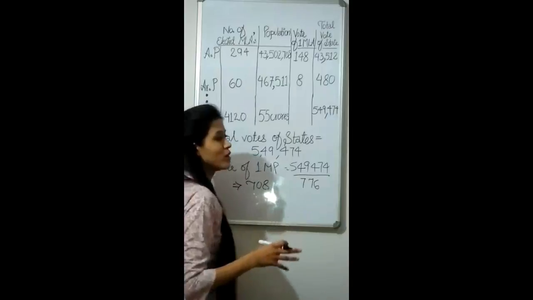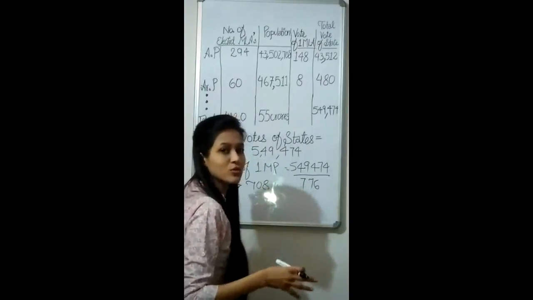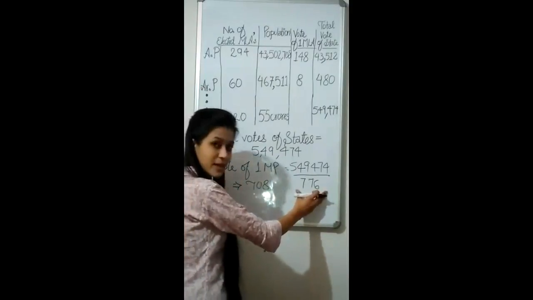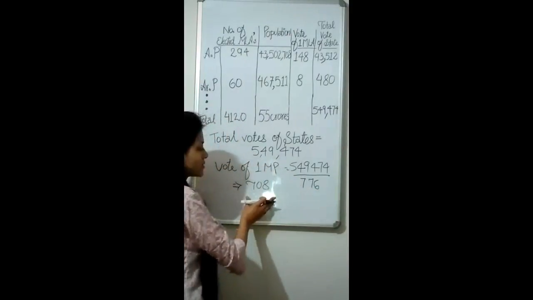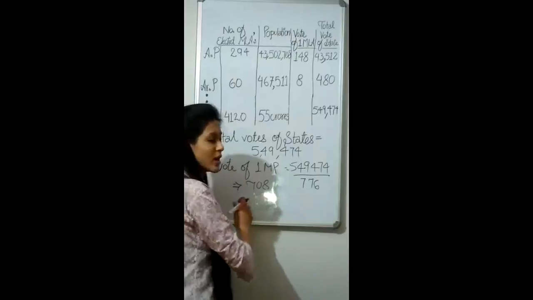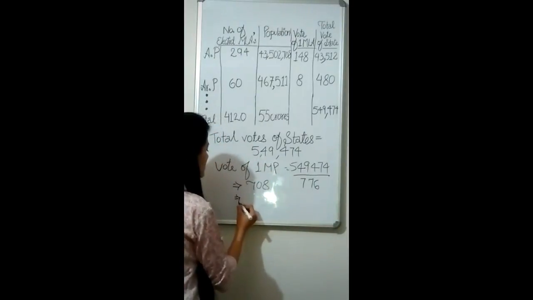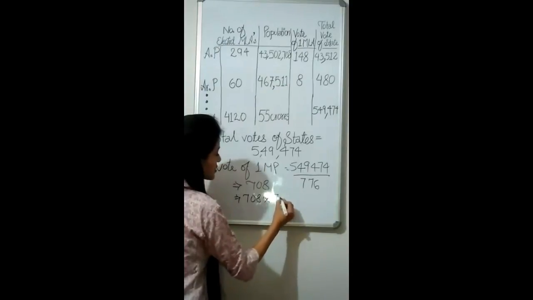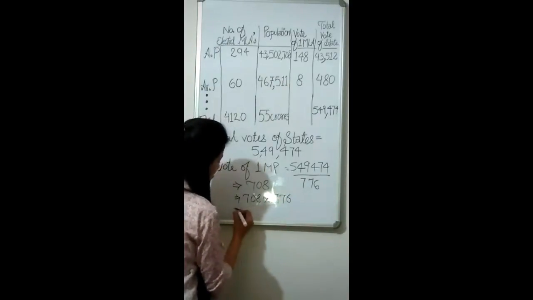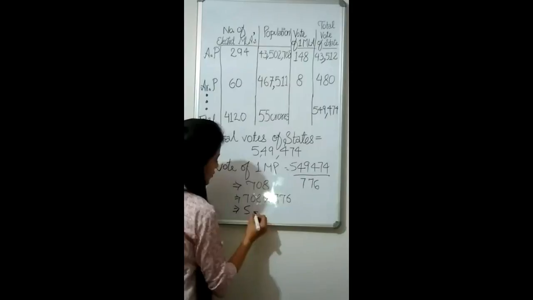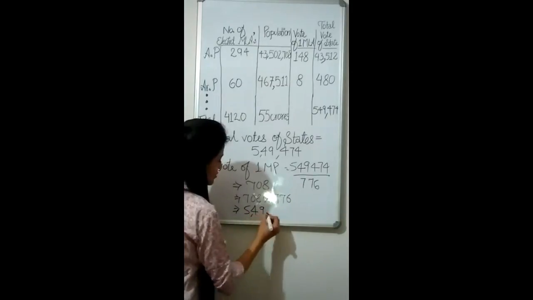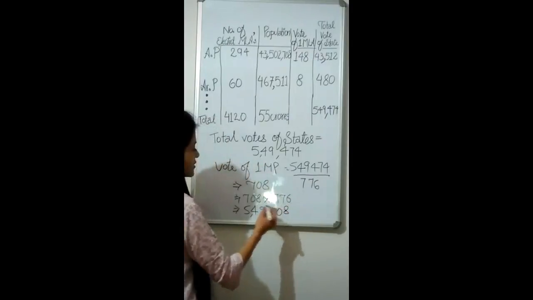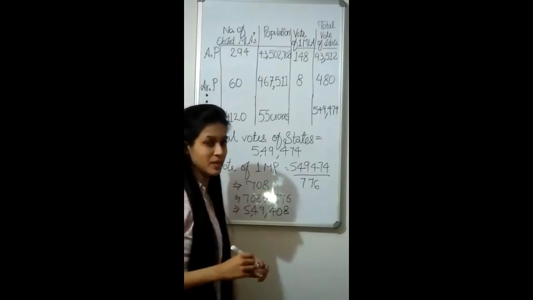To find out the vote value of all MPs of both Houses of Parliament, we have to multiply the number of elected MPs by 708, the vote value of one MP. We will get 5,49,408. This is the vote value of all MPs.